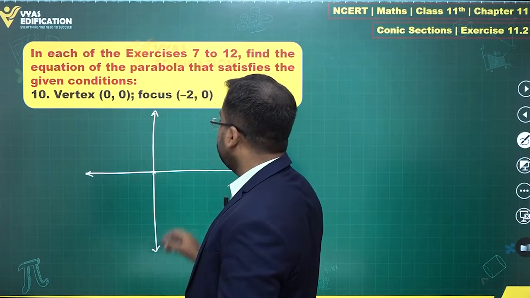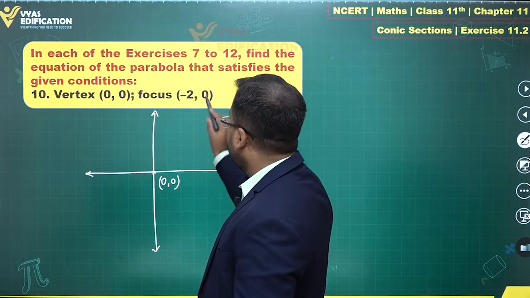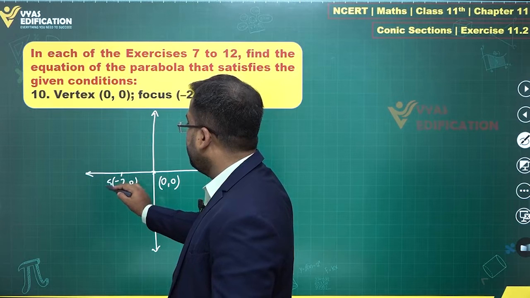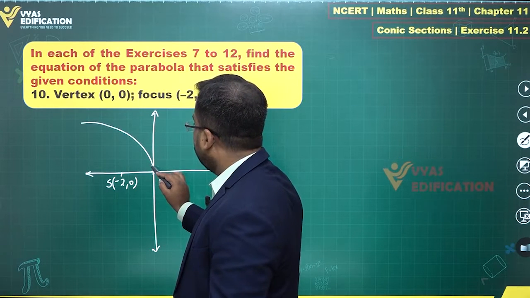This is the vertex (0, 0), and the focus is at (-2, 0). That will be here. This is (-2, 0). Okay, so the parabola will be this.